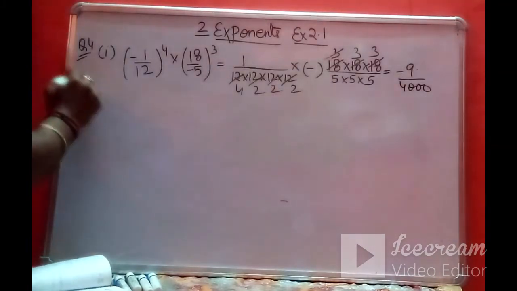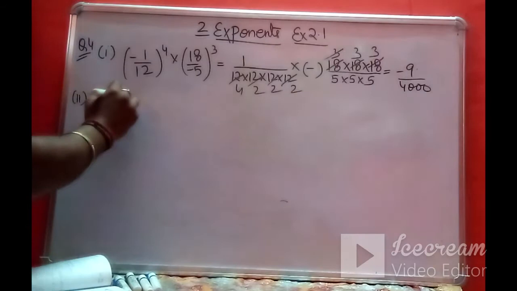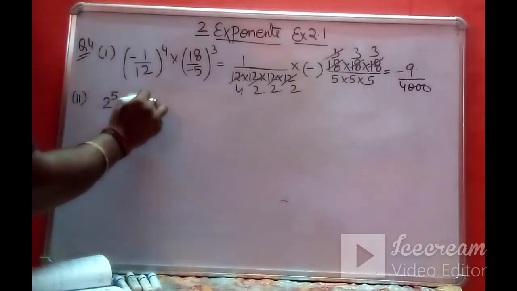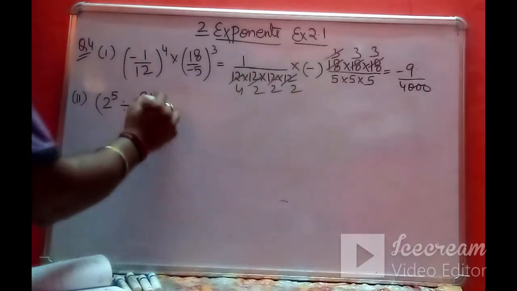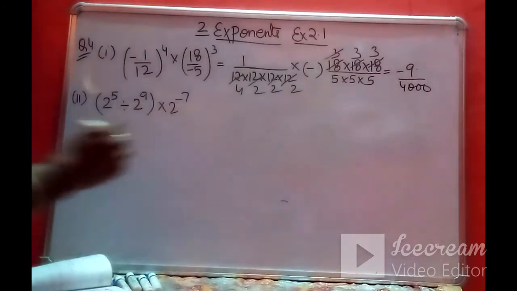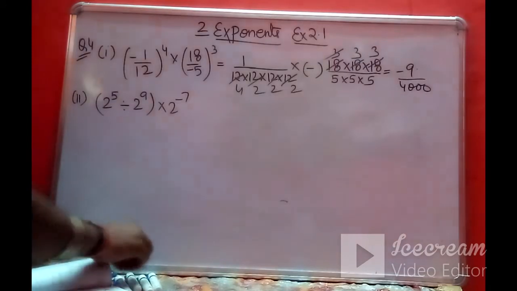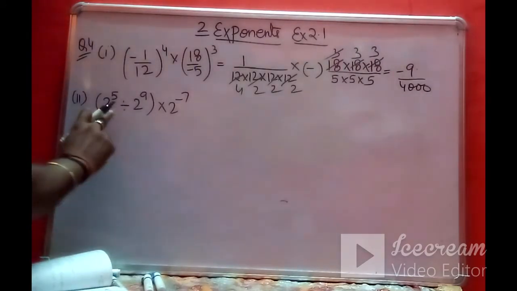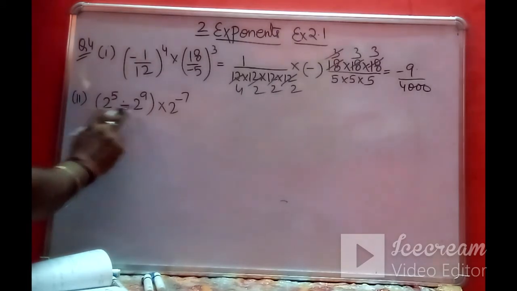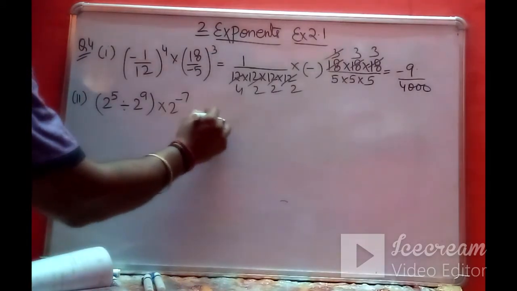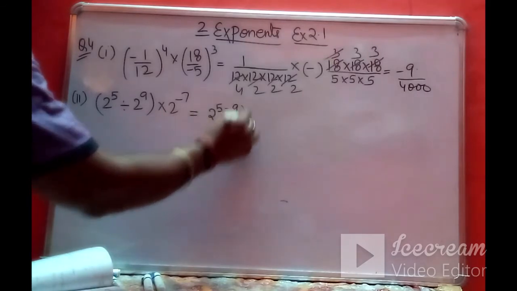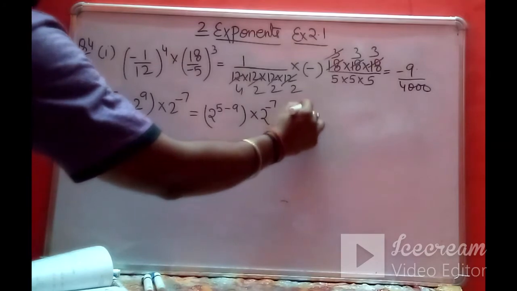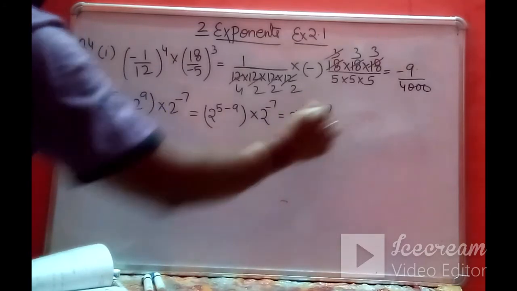Okay. Suppose you have something like this: 2 to the power 5 divided by 2 to the power 9 into 2 to the power minus 7. Now we will use the laws of exponents. Division sign is there, the bases are the same, so we can write it as 2 to the power 5 minus 9 into 2 to the power minus 7. So it is minus 4 into minus 7.